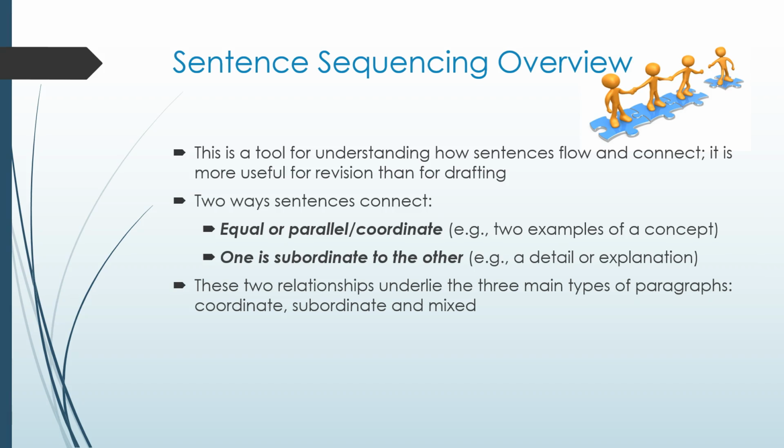The types of connections within a paragraph determine which of the three main types of paragraph it is: coordinate, subordinate, or mixed. Let's take a look at how you evaluate a paragraph using sentence sequencing before you look at some examples and get a chance to practice.